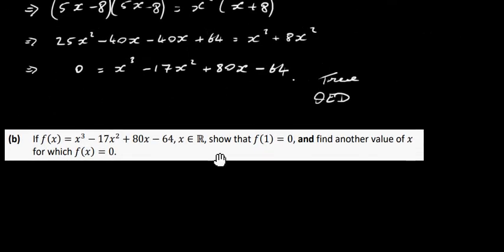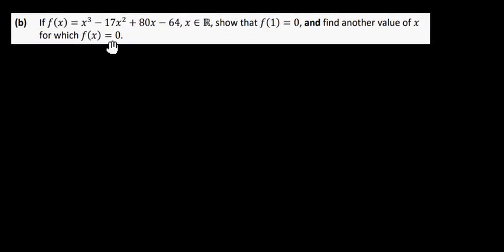Okay, so let's look at the second part here. It says that if this is what we ended up with in part A, x cubed minus 17x squared plus 80x minus 64, so this is our function f of x, show that f of 1 is equal to 0, and then find the other value of x that will also give us 0 when we substitute it in here. Now this is a cubic function, so we should have 3 roots here.